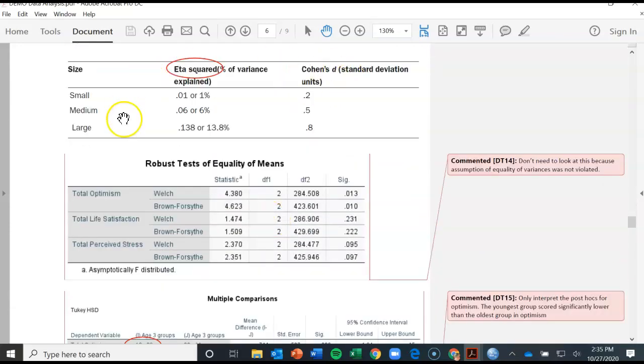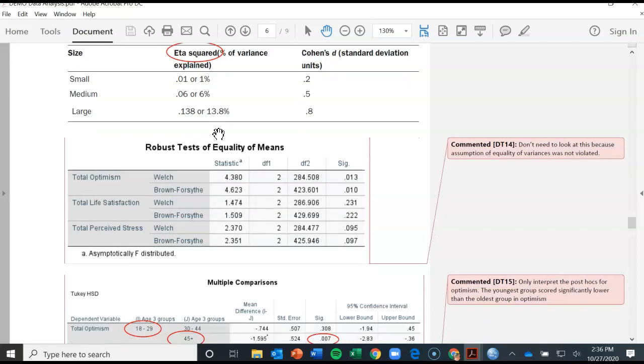Now, Pallant gives you this table in an earlier section of the book on interpreting eta squared. And what she says is that a small effect would be 1%, like we had 2% on the optimism results. And a medium effect would be 6%. A large effect would be something like 13 or 14% of the variability. So again, the effect size for age differences across three groups in optimism was quite small.